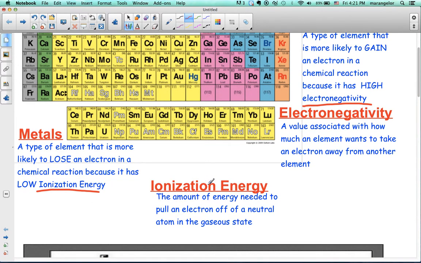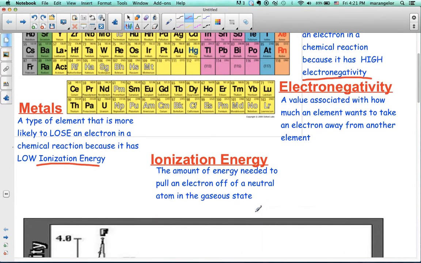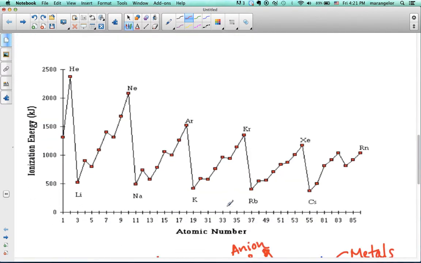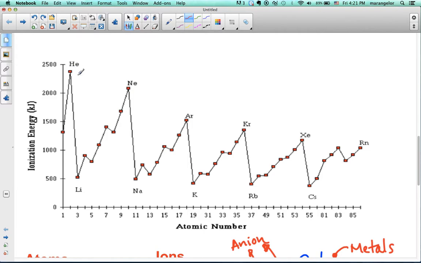Ionization energy is the amount of energy needed to pull an electron off of a neutral atom in the gaseous state. So let's scroll down here and look at ionization energy. You can see the element with the highest ionization energy is helium, and the element with the lowest ionization energy is cesium. Well, actually, you know what? It's actually francium, but they didn't put francium on this chart. It's even lower than cesium.